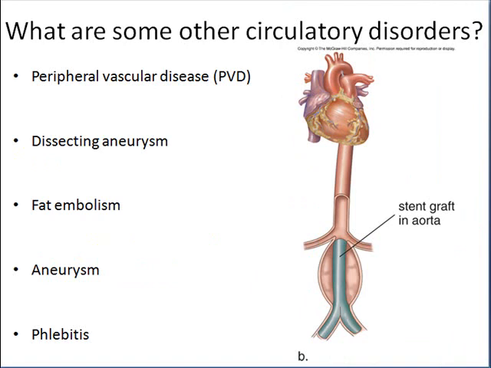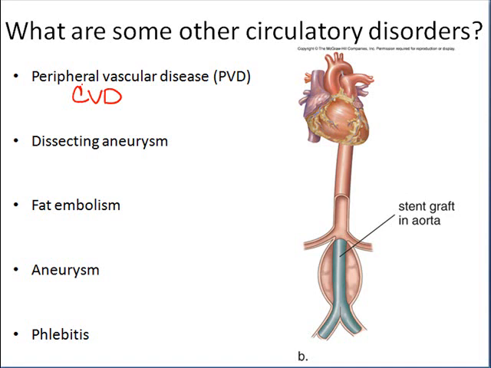Some other types of circulatory disorders I'm going to mention just briefly. Peripheral vascular disease is basically the arms and legs version of CVD, or cardiovascular disease. It's basically having atherosclerosis in the blood vessels of the arms and legs rather than in the coronary arteries. But you can still get the same kinds of symptoms: the angina, the pain in the arms and legs. You can get occlusions, you can get thrombi or blood clots, you can get embolisms. All of the same kinds of problems apply.